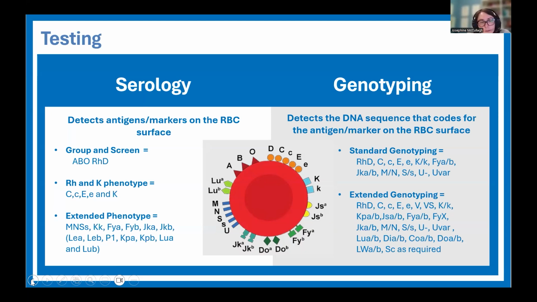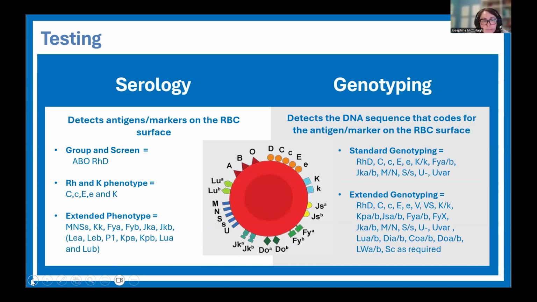So genotyping differs because it's detecting the DNA sequence that codes for the marker on the red cells. And it's helpful when patients have recently been transfused, but also genotyping can provide us with more detailed information than a phenotype. As you can see from this slide, there are a lot more antigens that genotyping can pick up. And using the correct platform, genotyping has the potential to reduce the cost per test, provide us with more information, and increase the speed at which we get these results, often through high throughput testing.